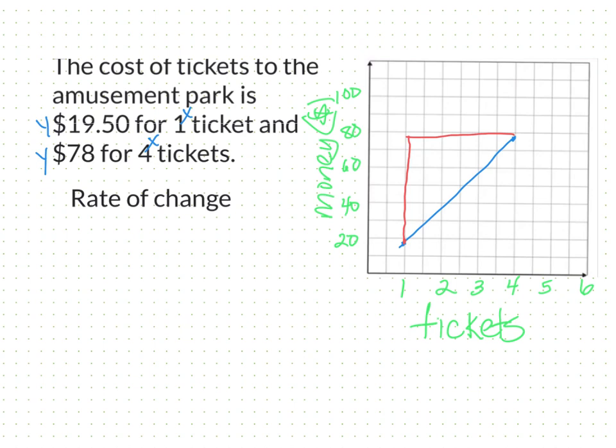So my rise here is, I went up, okay, all these. Now, it's not exact. It was $19.50 for $78, so you need to find the difference. So it's 78 minus $19.50, which is going to be $58.50.